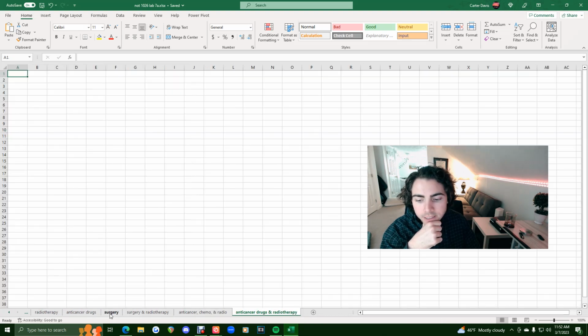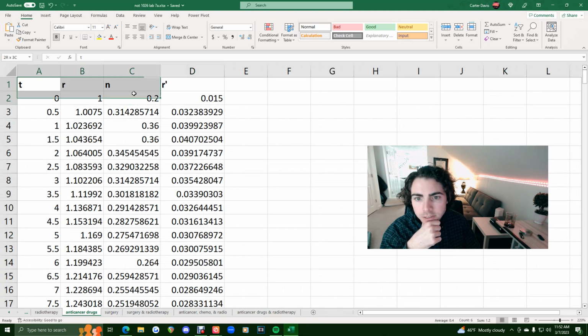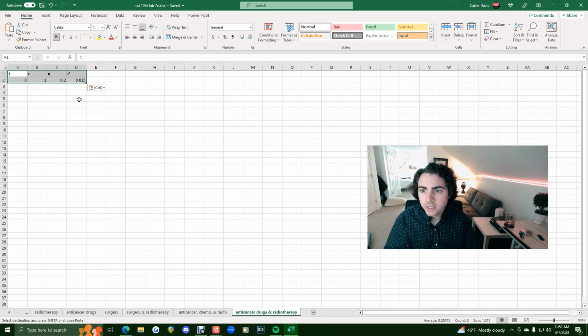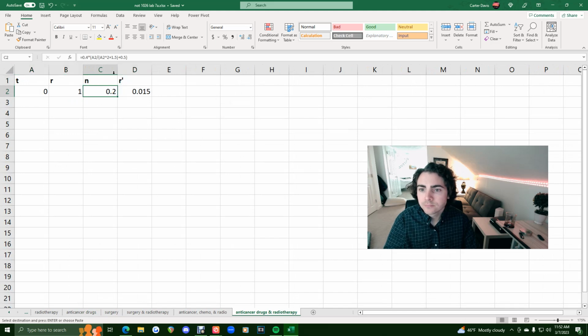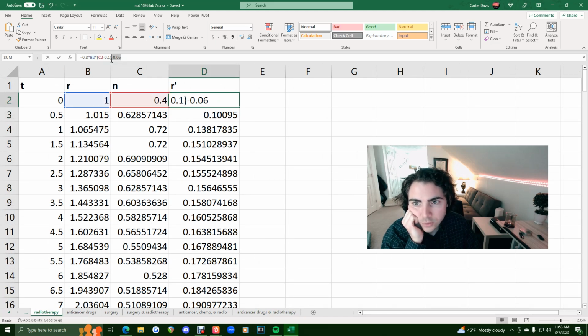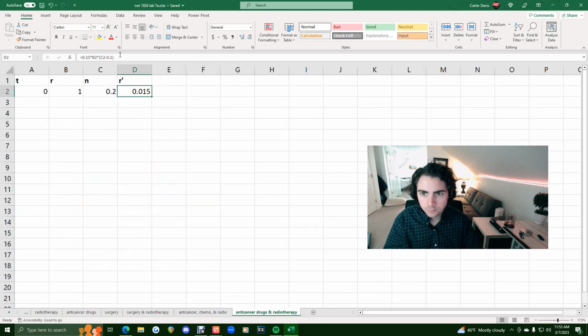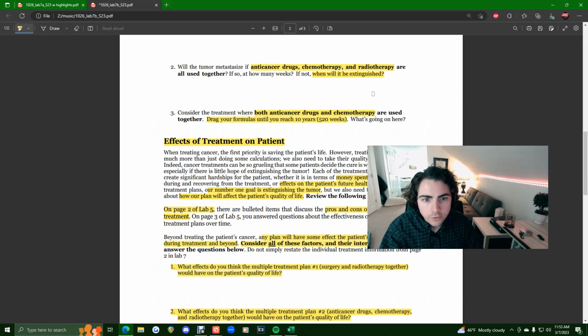So anti-cancer drugs, let's start with those. We're going to copy these again. Control-C, click here, Control-V. This is where, again, for anti-cancer, we make sure we have 0.4 and 0.15 as the K values out in front for N and R prime respectively. And then radiotherapy was the one that subtracted the 0.06 on the R prime, minus 0.06. So I think we're using radiation or radiotherapy.